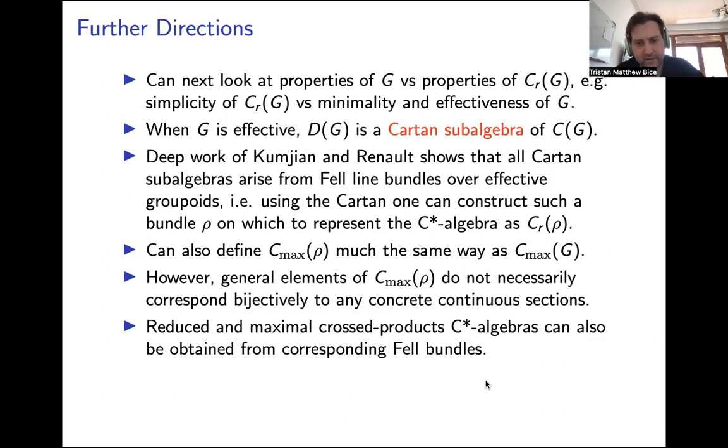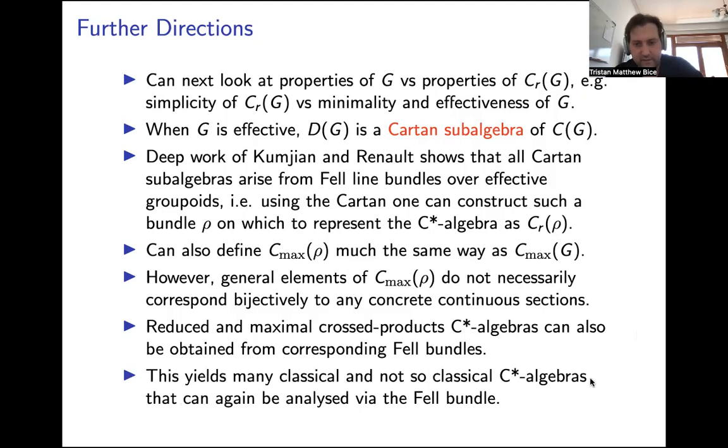If you're familiar with crossed products, then you might be wondering whether reduced and maximal crossed products of C-star algebras are somehow related to this. Indeed, they are. Using the action that defines your crossed product, using the dynamical system, you can define a Fell bundle. And as you would expect, the reduced C-star algebra of the Fell bundle is exactly the reduced crossed product of the C-star algebra, and likewise with the maximal. And the Fell bundle also provides a nice intermediary that allows you to analyze the crossed product C-star algebras.